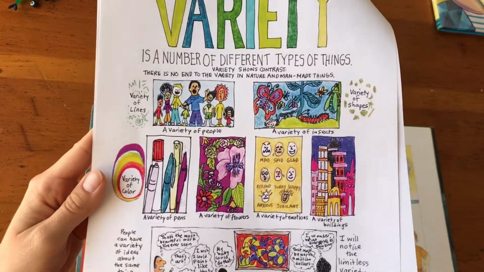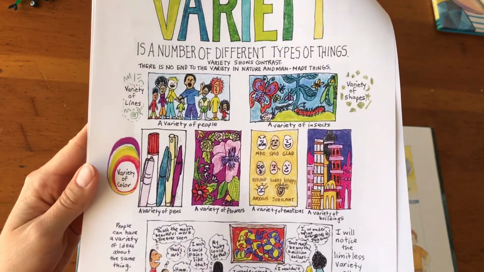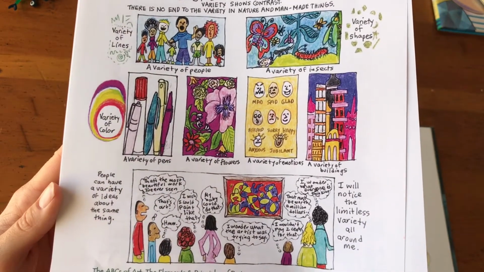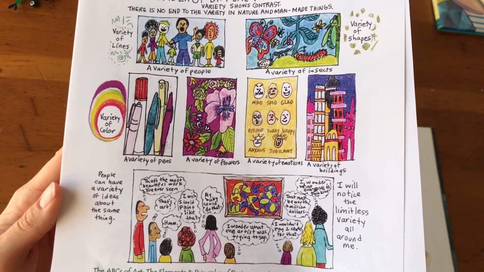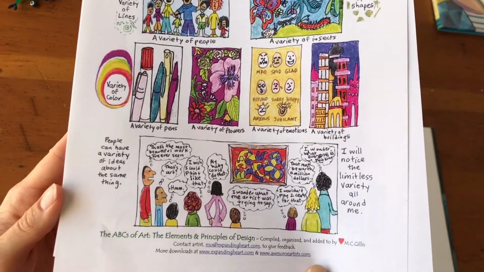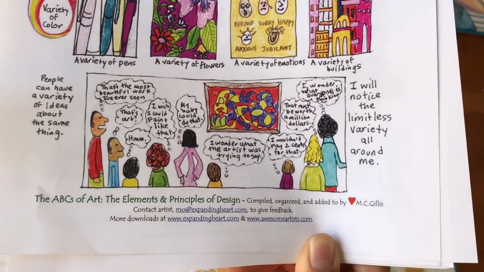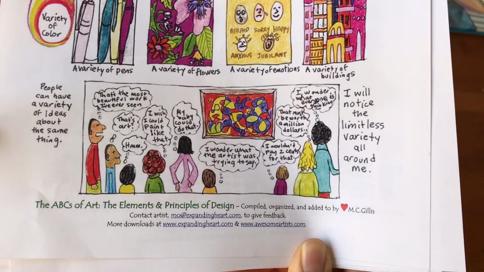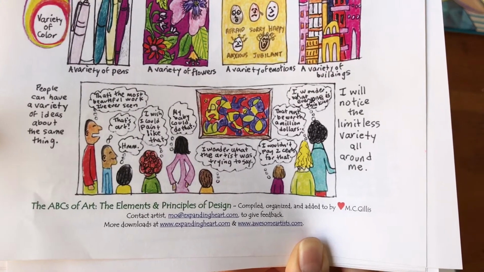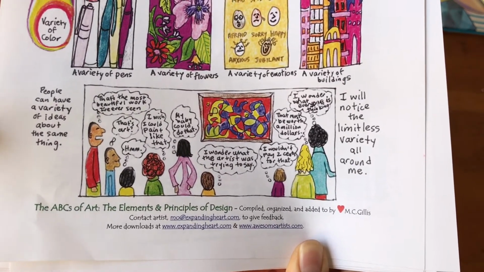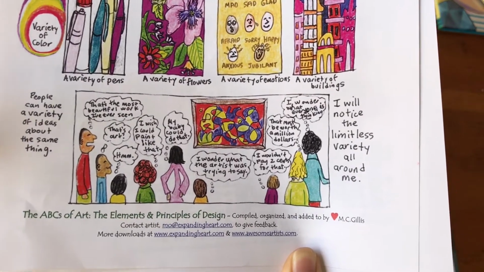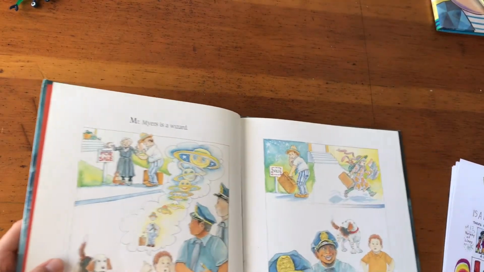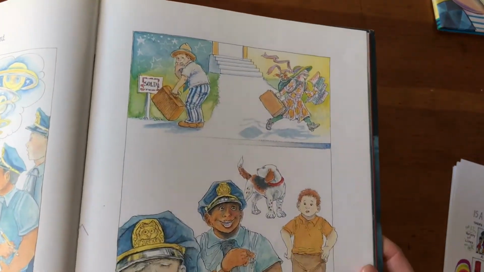Variety is a number of different types of things. There is no end to the variety in nature and man-made things. A variety of people, insects, pens, flowers, a variety of emotions, in buildings. People can have a variety of ideas about the same thing. Looking at this work of art, one person might think, that's the most beautiful work I've ever seen, while another would think, my baby could do that. So variety is a number of different types of things.